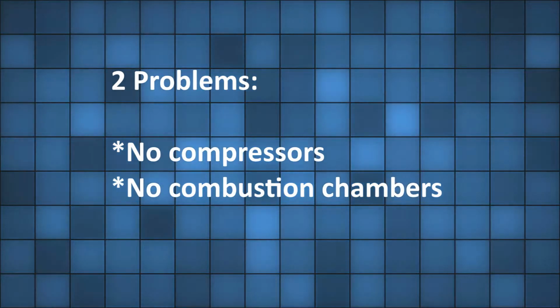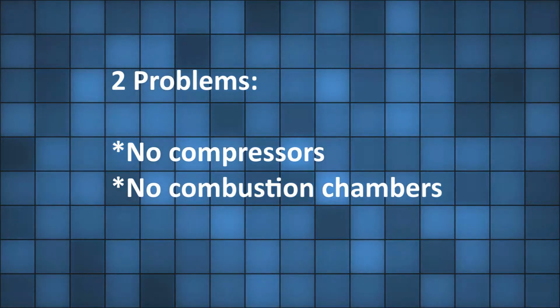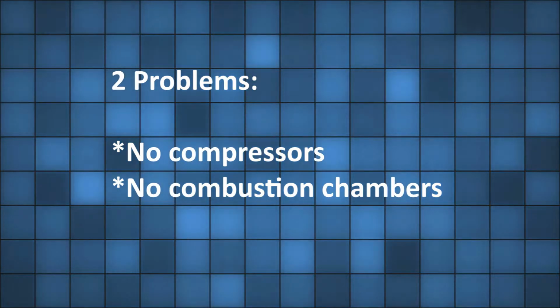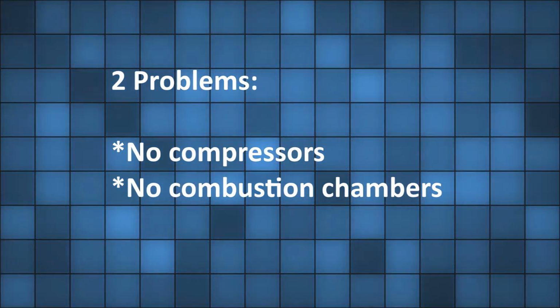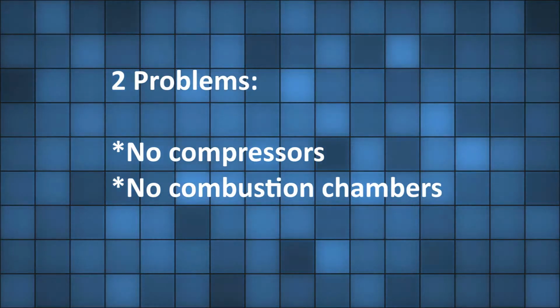Two basic problems faced by the two. First, no compressors that would supply the tremendous amount of air needed, and second, no combustion chambers that would withstand the release of so much energy in such a short time and in such a small space without being destroyed.